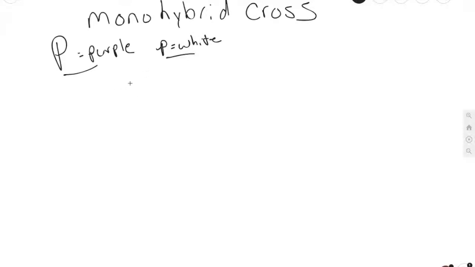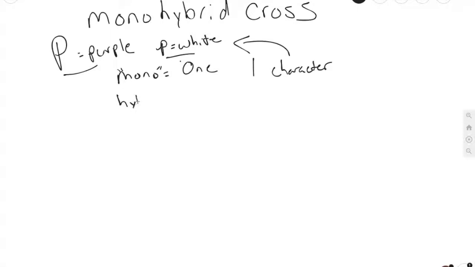Let's first look at this term monohybrid. The word mono means one. So in this case, we're only going to be looking at one character. That character for this case is, what color are the flowers? And then the term hybrid means heterozygous. So all of the parents are going to be heterozygous for the one character we're looking at.